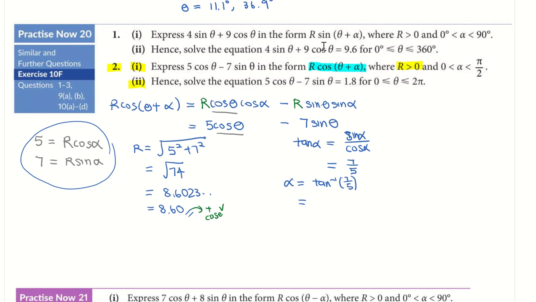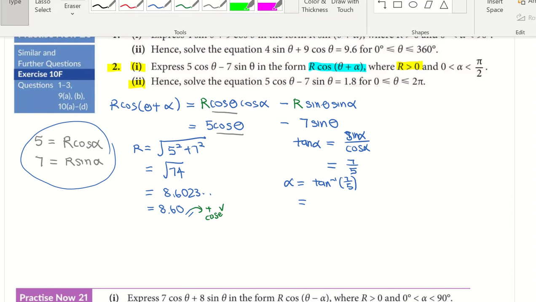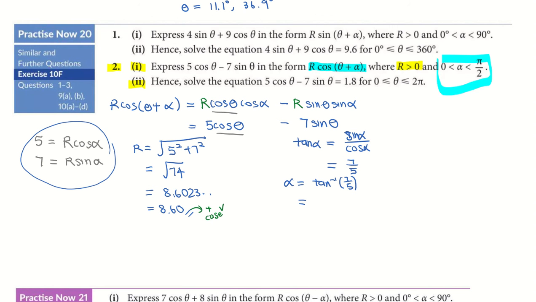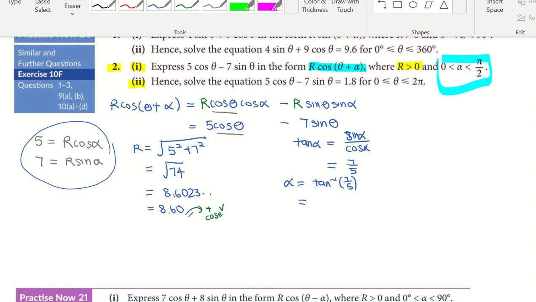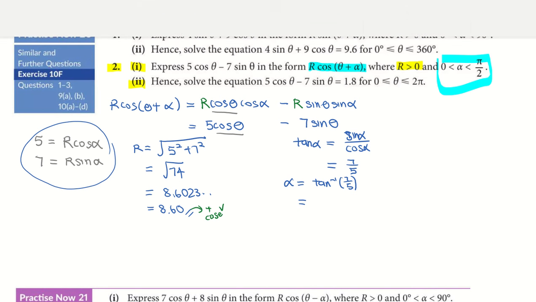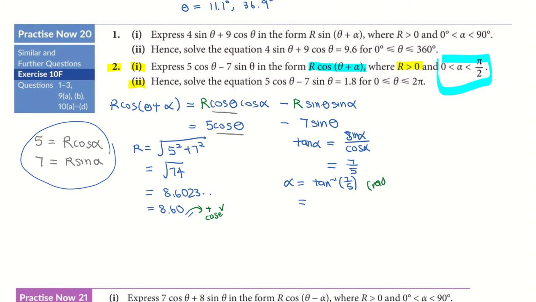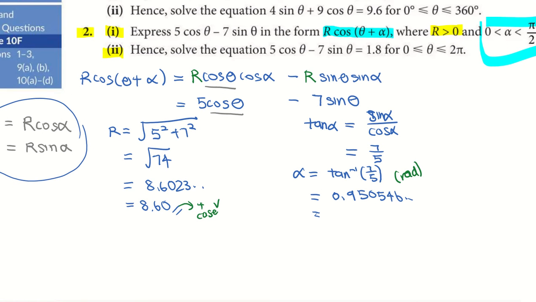Tangent inverse. Of course, when I'm doing angles, take note, what is the unit for angle? Is it degree or radian? How do you know it's radian? But it's in radian. So remember, change your calculator to radian mode. Use radian. Tangent inverse 7 over 5. Give me at least 5 SF and I round off to 3 significant figures.